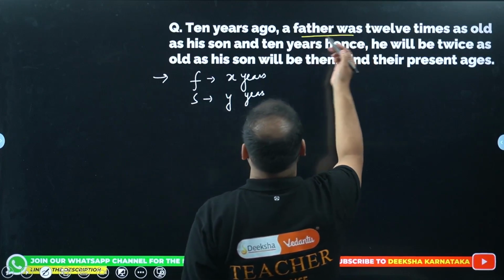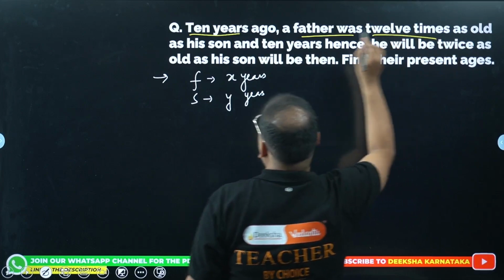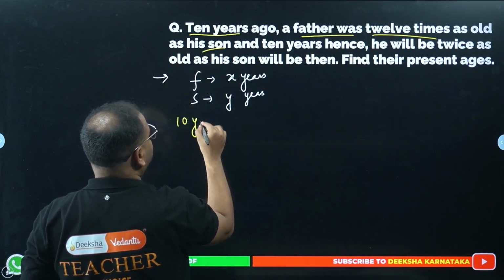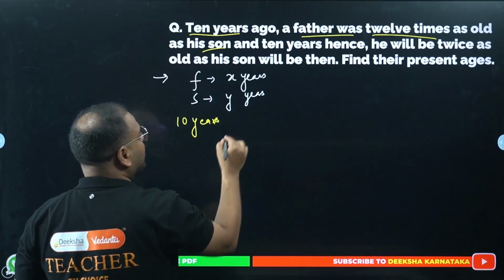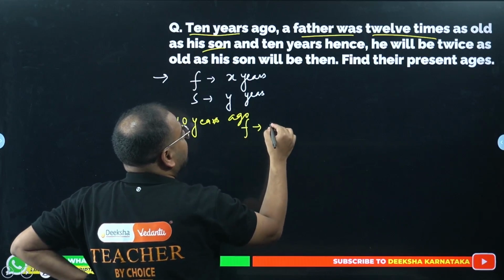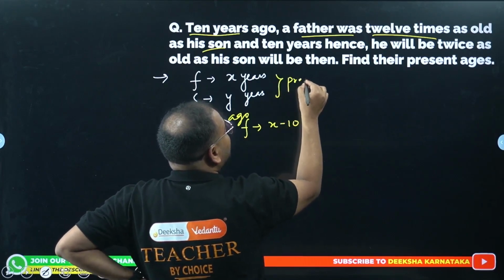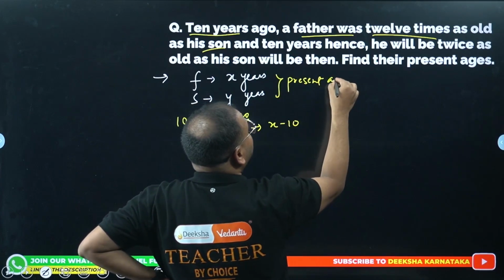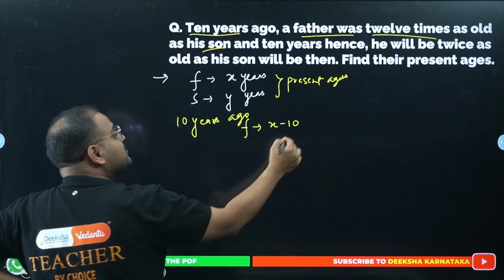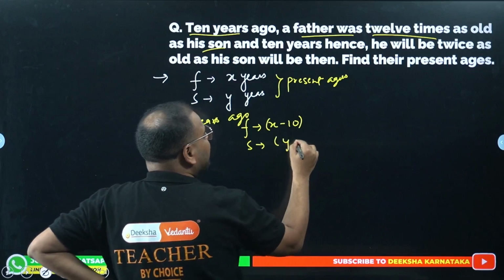Father was, so whenever was this? 10 years ago. Father was 12 times as old as his son. So 10 years ago. Let's write the story for 10 years ago. What happened to their father age? Father would be x minus 10, because these are present ages. So if I'm taking father's age 10 years back, this will be x minus 10 years. And son's age would be y minus 10 years.